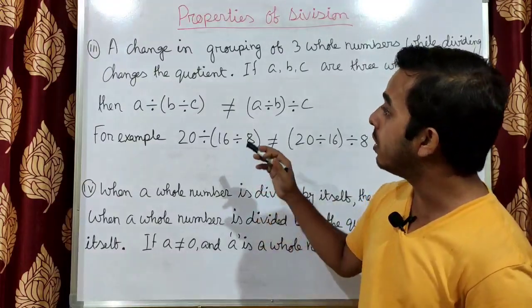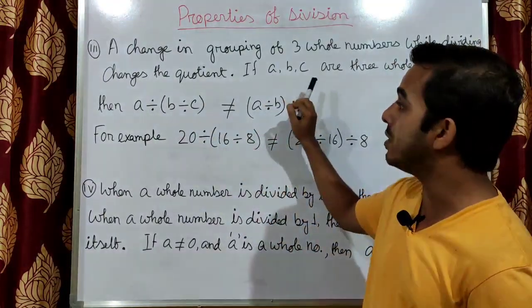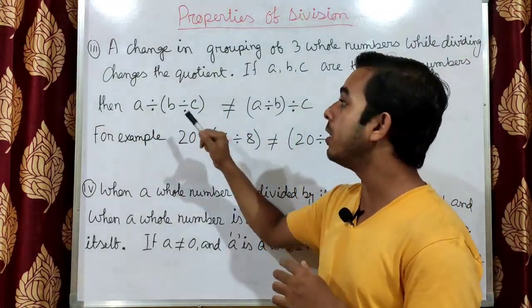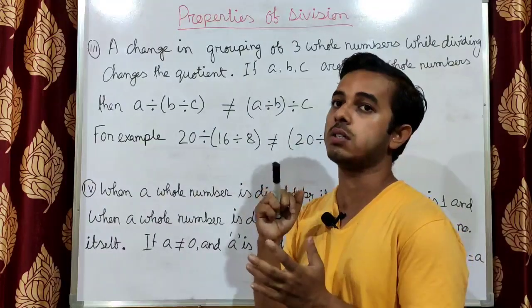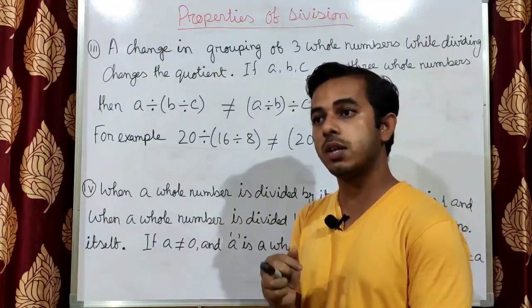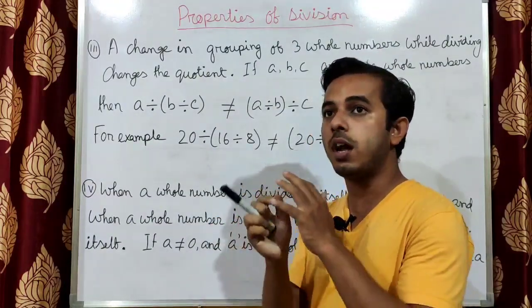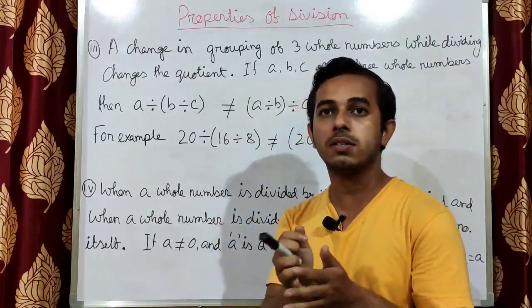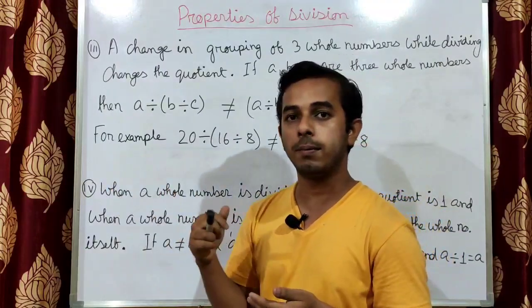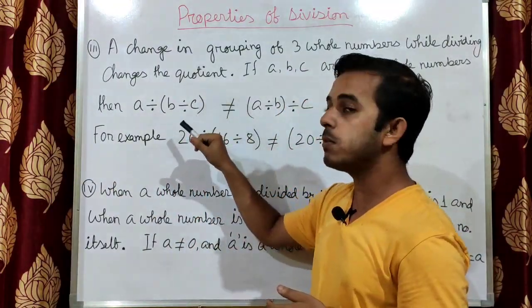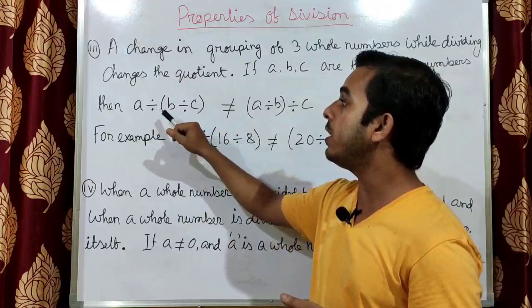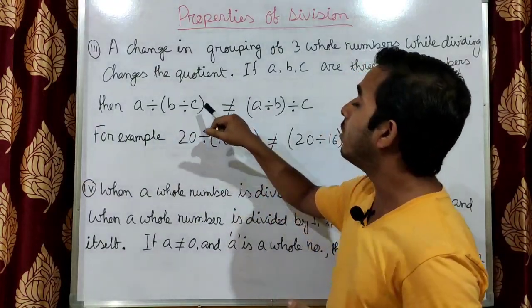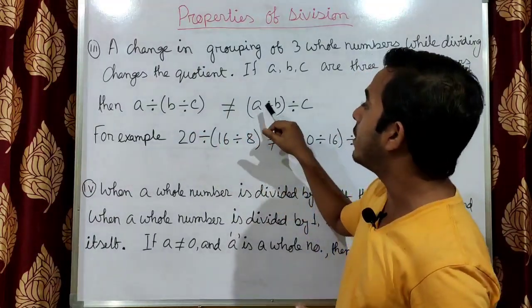For example, if three whole numbers are a, b, c, then a divided by, if we give a bracket, that means we should solve it first. If there is a second bracket, then after the first bracket we will solve it. If there is a third bracket, then after the first and second brackets, we will move to the third. Here, first bracket means we have to solve this first. a divided by (b divided by c) does not equal (a divided by b) divided by c.